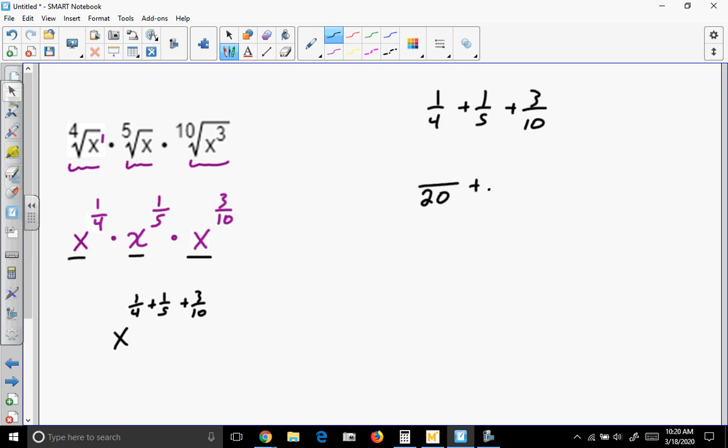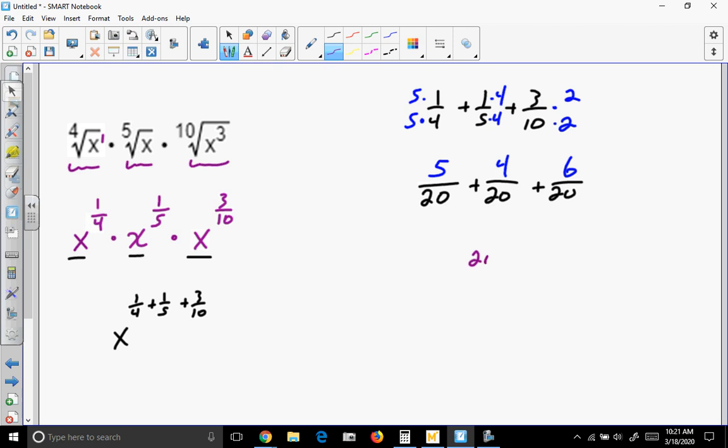20. So we want to change each denominator to having a 20. So the last one, we would multiply 10 times 2 to get 20, so we would also have to multiply 3 times 2. To get 5 to be a 20, we'd have to multiply it times 4, so on top 1 times 4. And 4 is multiplied by 5 to make 20, so multiply 1 times 5. So we changed each denominator to having a 20.